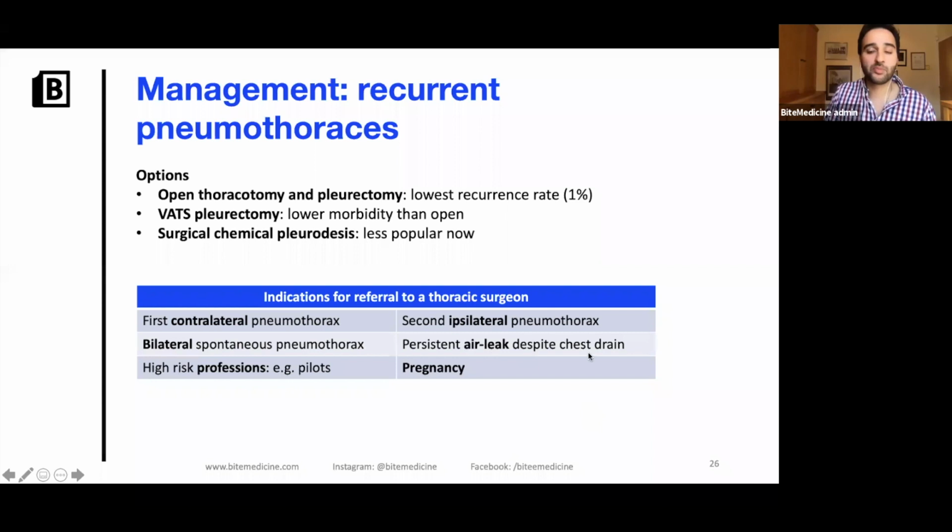So for example, if you put a chest drain in and it's been in for 5 to 7 days and the pneumothorax hasn't resolved, then you can consider going to surgery as well. And then your professions are things like pilots and divers. Have a memorize of those 6 key indications. These are straight from the British Thoracic Society as well.